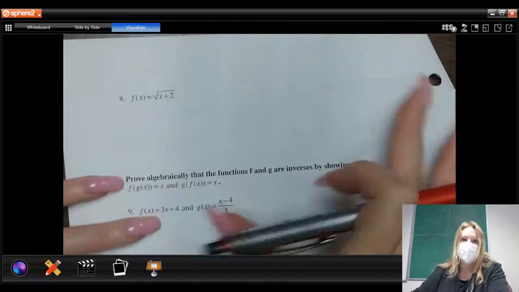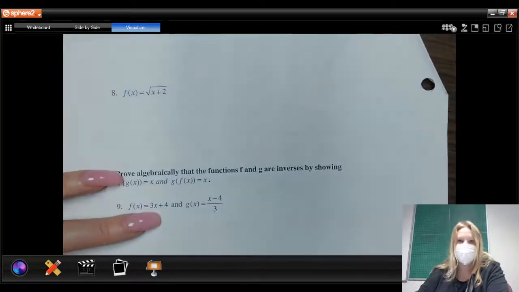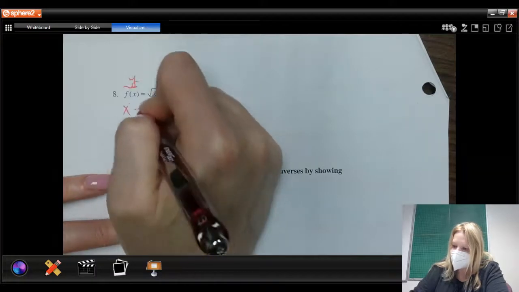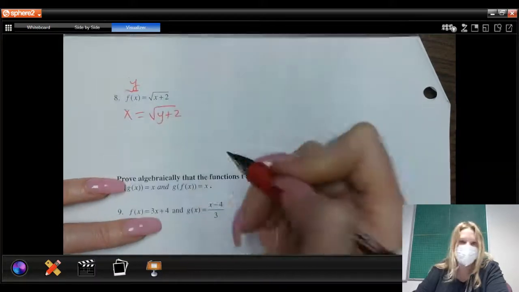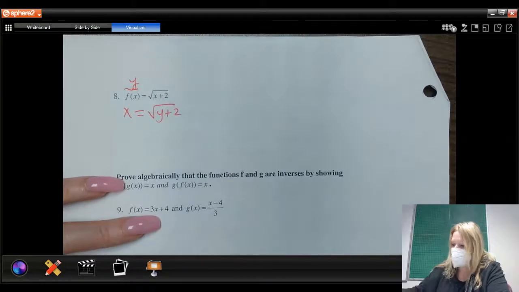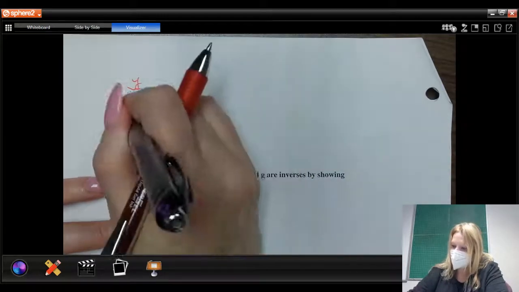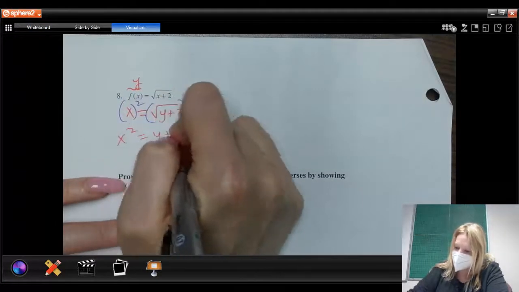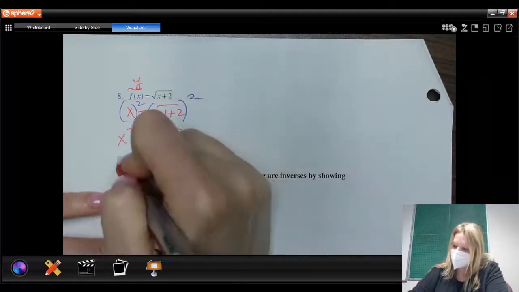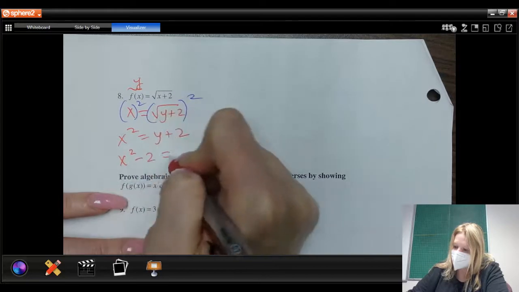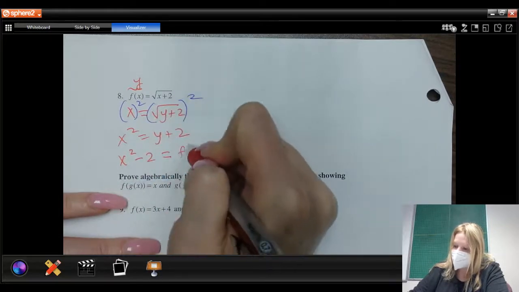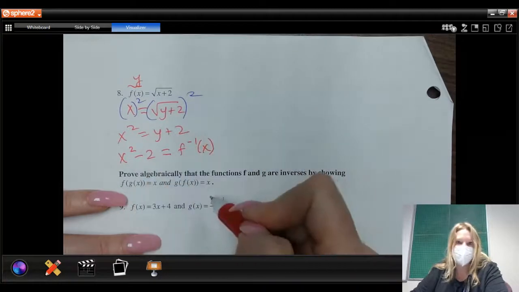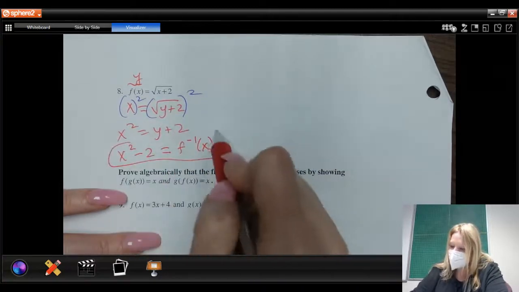Okay. This is the one a little bit tricky when we're doing domain and range. So again, this is y. Swap x and y. Solve for y. Equals y, which I'm going to make f to the negative 1 of x, right? So I'm solving for y. There's my inverse.